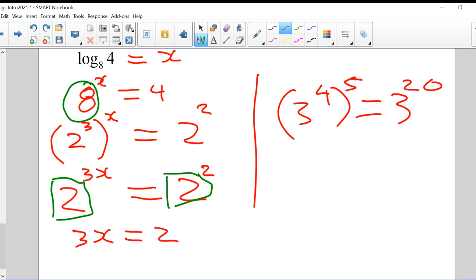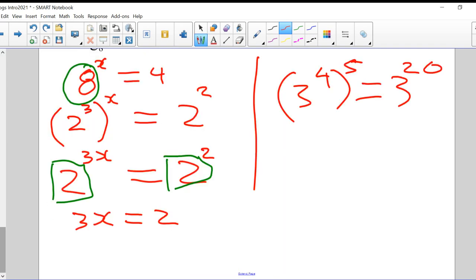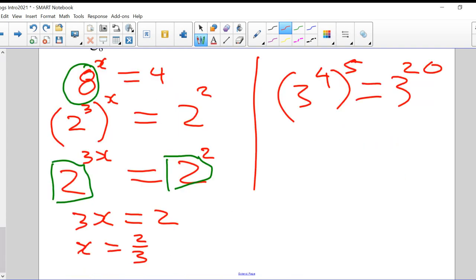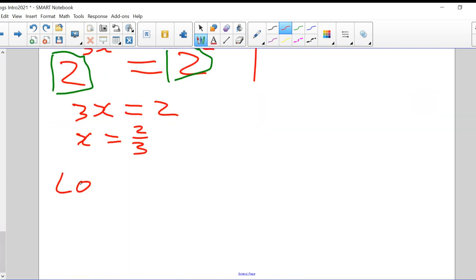3x is equal to 2. And this is just a simple grade 9 equation at this point. In fact, I won't ask anybody else to solve it. That would mean x equals 2 over 3. Right? So to answer the question before, the log base 8 of 4, I'm going to write the question down again. The question was the log base 8 of 4. The answer is 2 over 3.